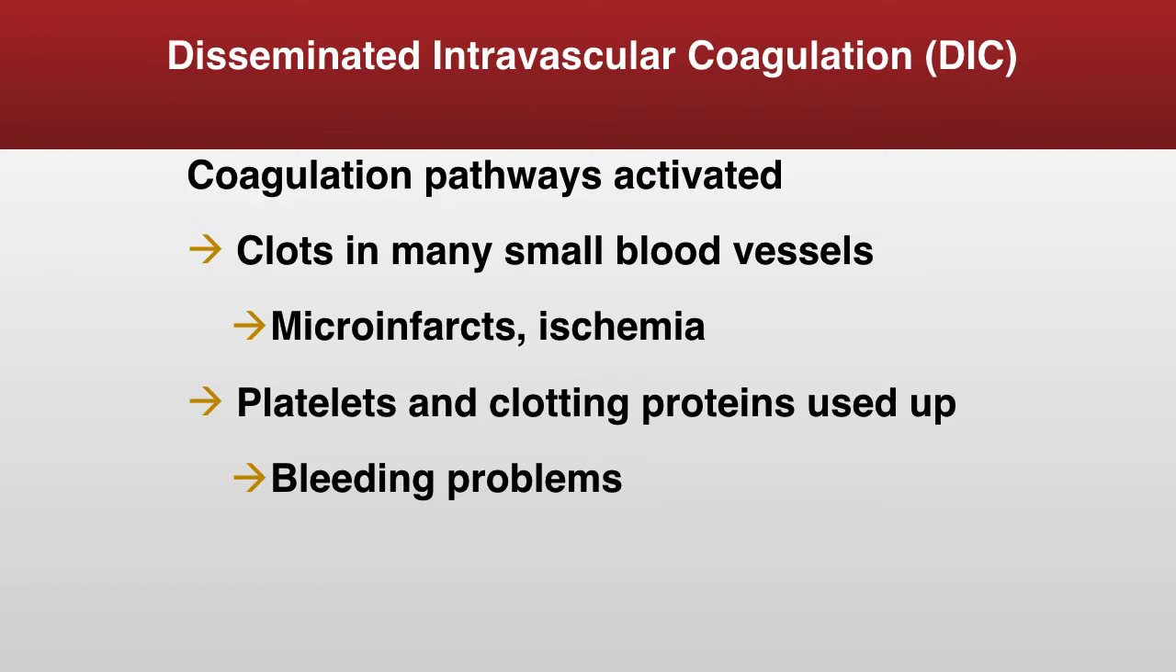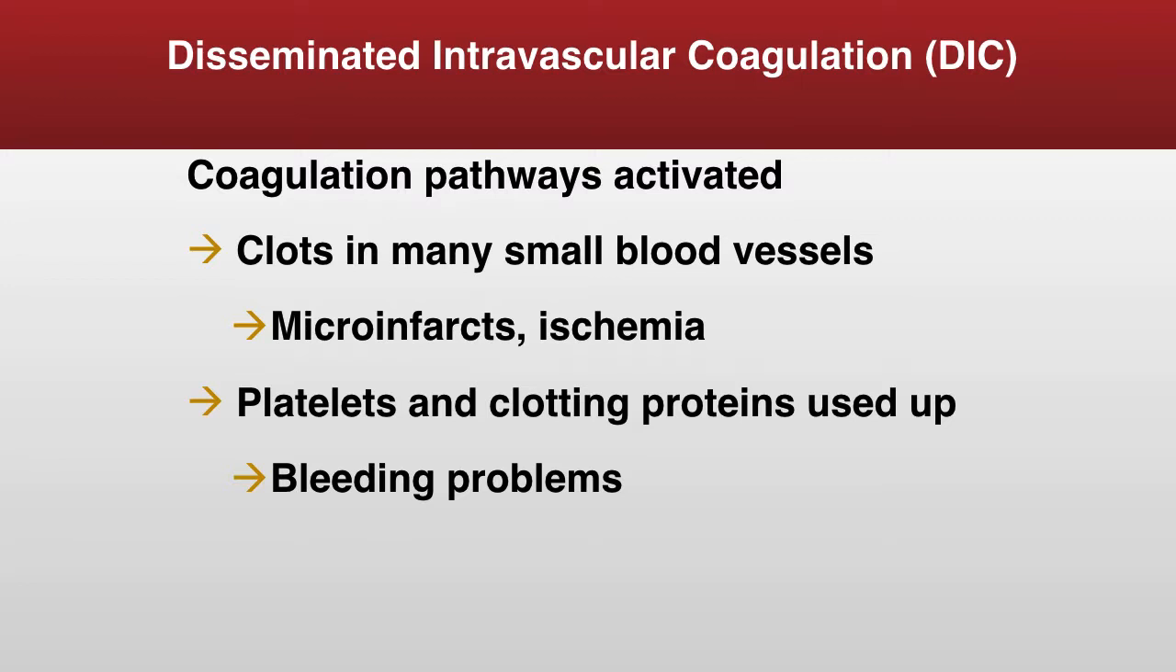Disseminated intravascular coagulation, or DIC, is when the coagulation pathways have been activated. And in this case, they're activated systemically. And hence the word disseminated is all over the body. What happens then is that we get little tiny clots in many of the small blood vessels. So those clots turn into microinfarcts, which causes ischemia in many parts of the body.